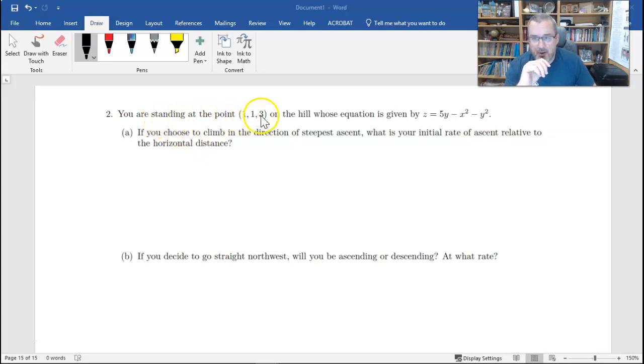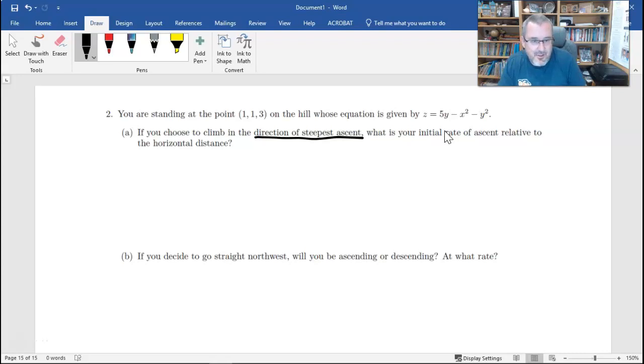You're standing at a point (1, 1, 3) on a hill whose equation is given by 5y minus x squared minus y squared. So this is kind of like a mound. You know, you think of a hill, and you're at the point (1, 1, 3). You could go any direction you want, but you choose to climb in the direction of steepest ascent. Now, when you read those words, in the direction of steepest ascent, your brain should now go, gradient vector! I hope it does. So we're going to take the gradient vector.